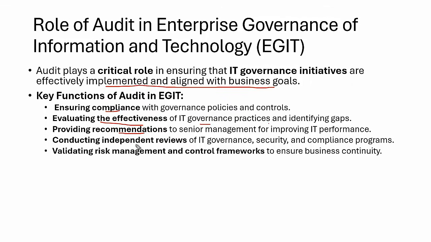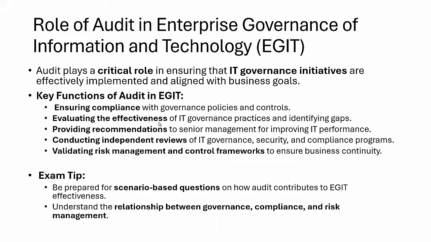And it's very important that we have an independent review. That's why we have internal audit in the organization. So they independently do the audit and provide visibility. And they also validate the risk management control framework to ensure business continuity and information security. So be prepared for questions around how audit contributes to enterprise governance of IT, and understand the relationship between the governance, compliance and risk management functions. So that's a very important part.